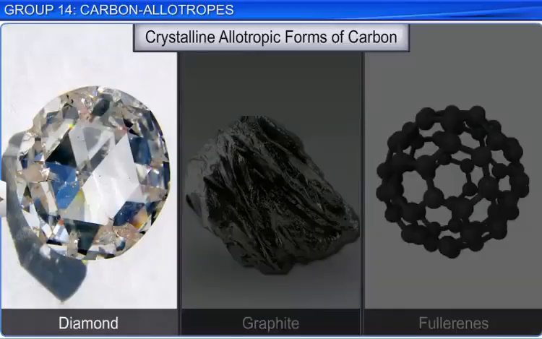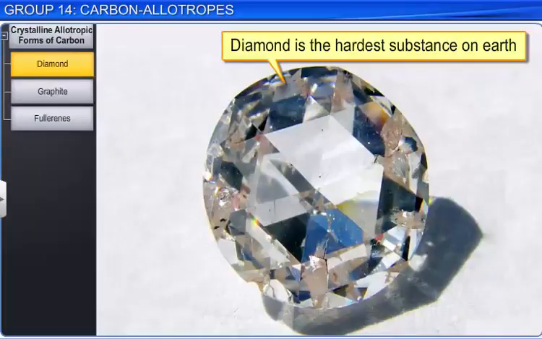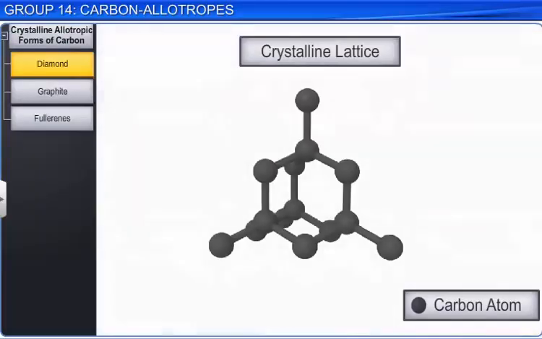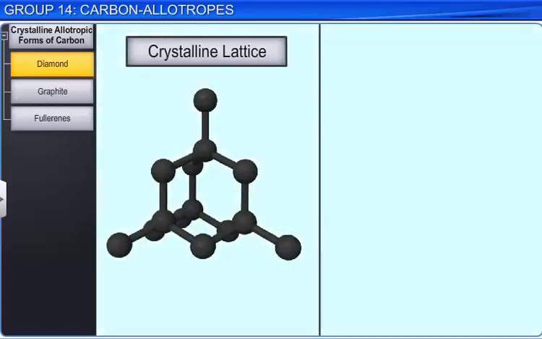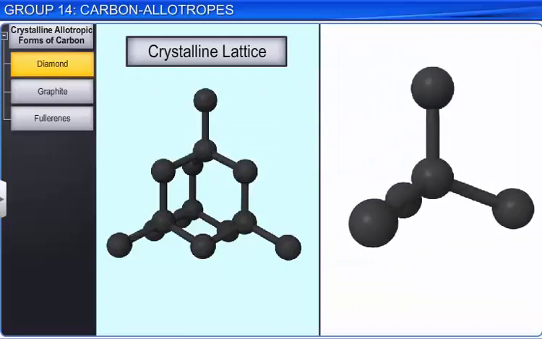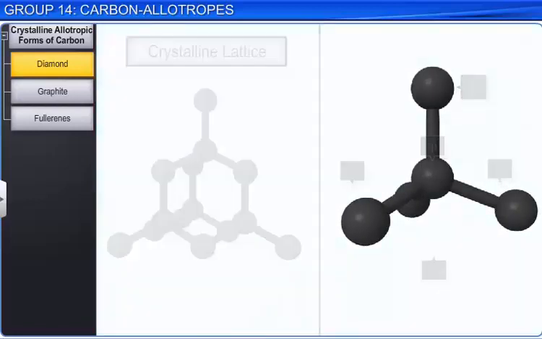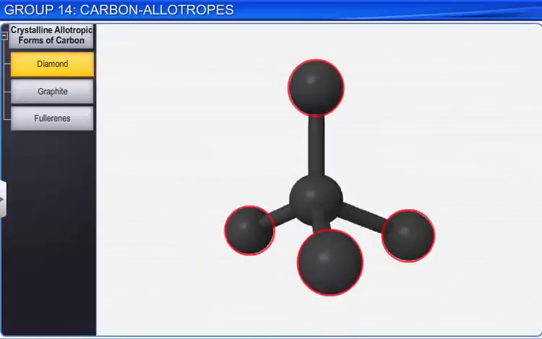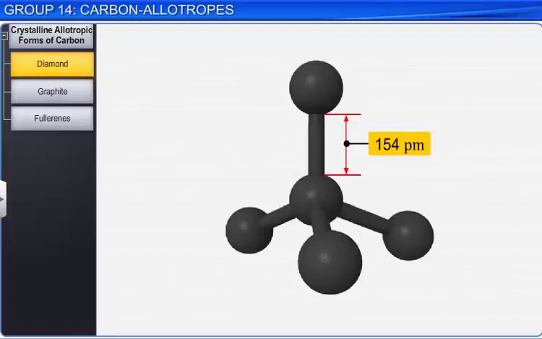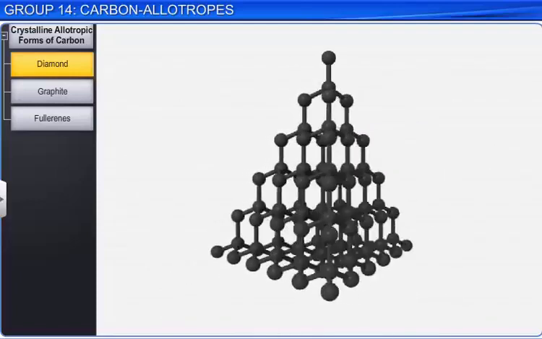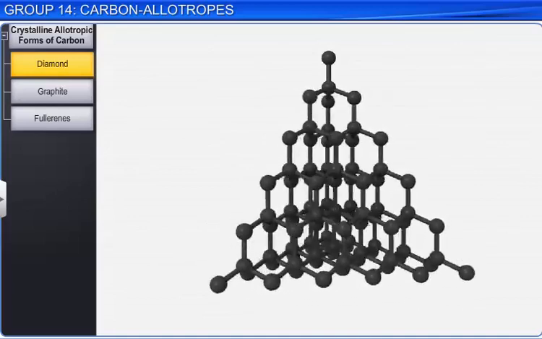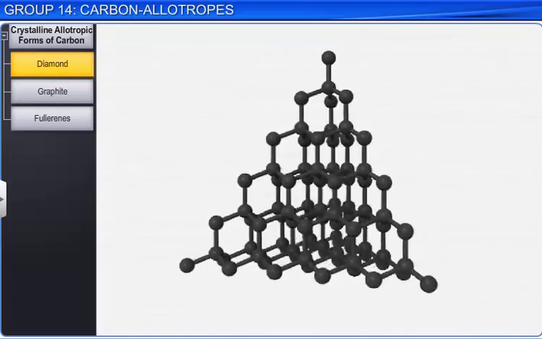Diamond, the first allotrope of carbon, is the hardest substance on Earth. Diamond has a crystalline lattice in which the carbon atoms are arranged in a rigid three-dimensional network. In diamond, all carbon atoms exhibit sp3 hybridization. Each carbon is bonded to four other carbon atoms situated tetrahedrally around it. The C-C bond length is 154 picometers. This directional network extends in space and produces a three-dimensional network of carbon atoms as shown in the illustration.